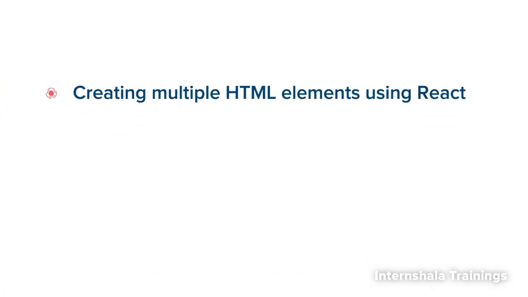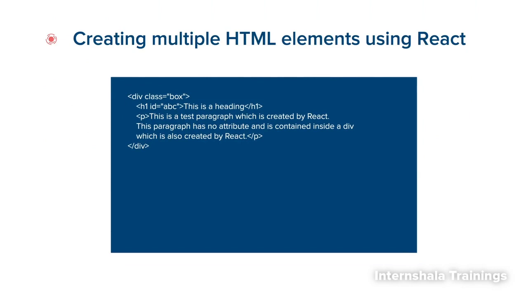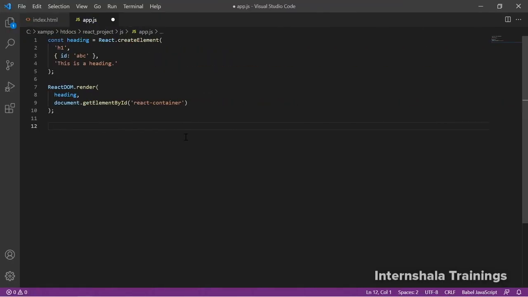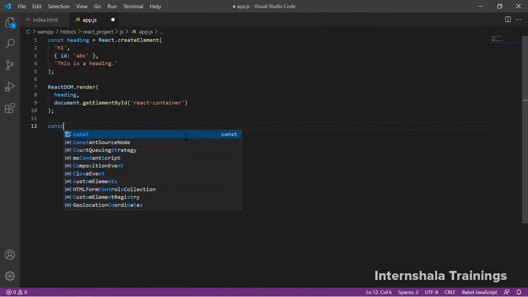Suppose we want to add another element or a group of elements inside a React container. How can we do this? Well, the approach is similar to what we have followed previously. So, let me see how many steps you have remembered for creating an HTML element. Similar to what we did for the heading element, we will create a new element for the paragraph.